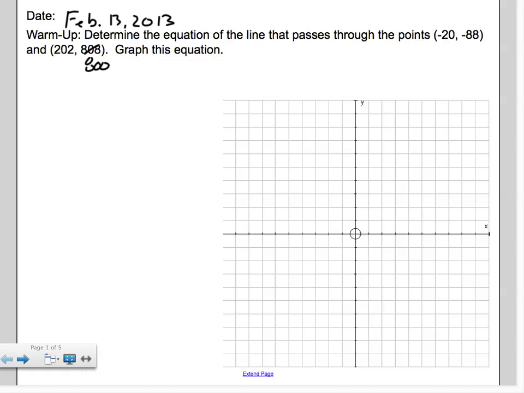So determine the equation of the line. Just going to start off with what is our general equation of a line. Let me remember what the general equation of a line is. Tyler? M equals y2 minus y1 over x2 minus x1. That is the general equation of our line.